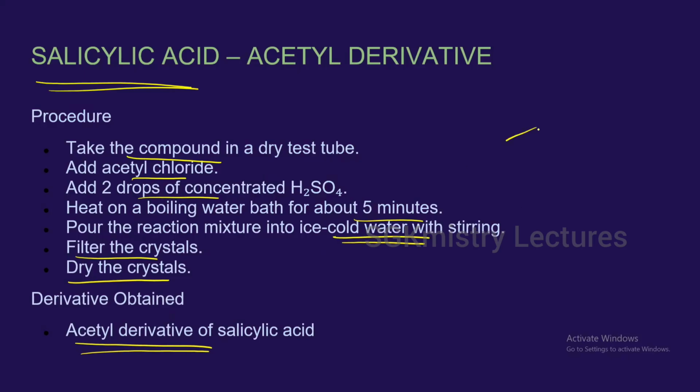So here we have the compound, salicylic acid. The COOH group is there, right? Along with that, the OH that is there, that is where the acetylation occurs. So OCOCH3. So you're going to get the acetyl derivative of salicylic acid.